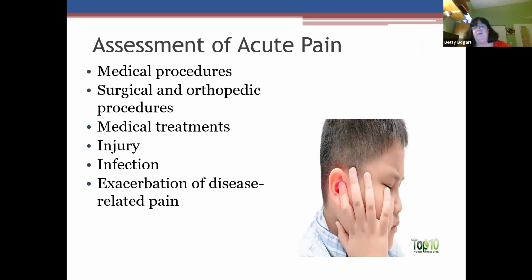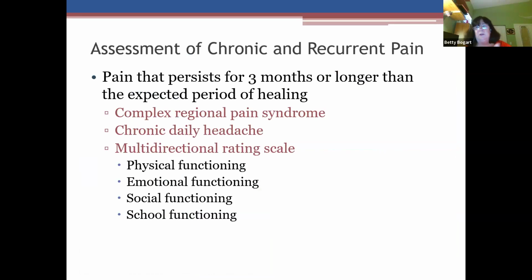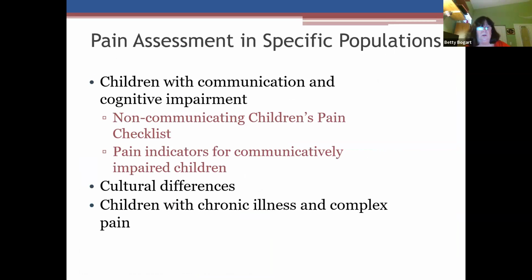Pain could be due to anything, right? Doesn't matter. Earaches are probably the biggest of all kids, and sore throats. Children do have chronic, recurrent, persistent pain. We have children who have sickle cell, which is a lot of pain, and rheumatoid arthritis. We know that if you do not address pain and take care of it, it gets into every part of this child's life: physical, emotional, social, and in school. Those non-communicating pain checklists, yes, they do have them out there, but the FLACC scale works good, and some hospitals use that one.